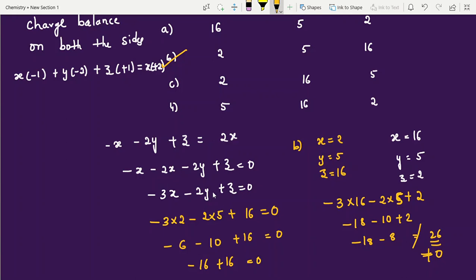You need not follow the ion electron method. You need not follow the oxidation number method. With the simple shortcut we can do a number of questions.